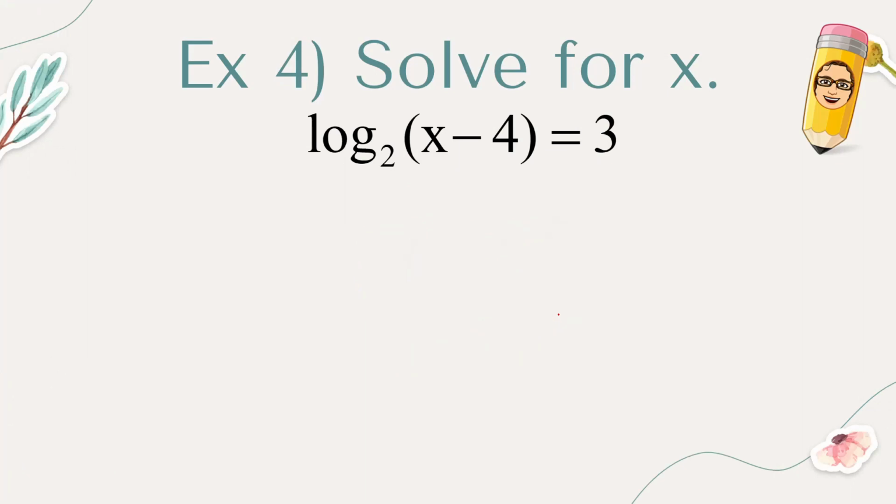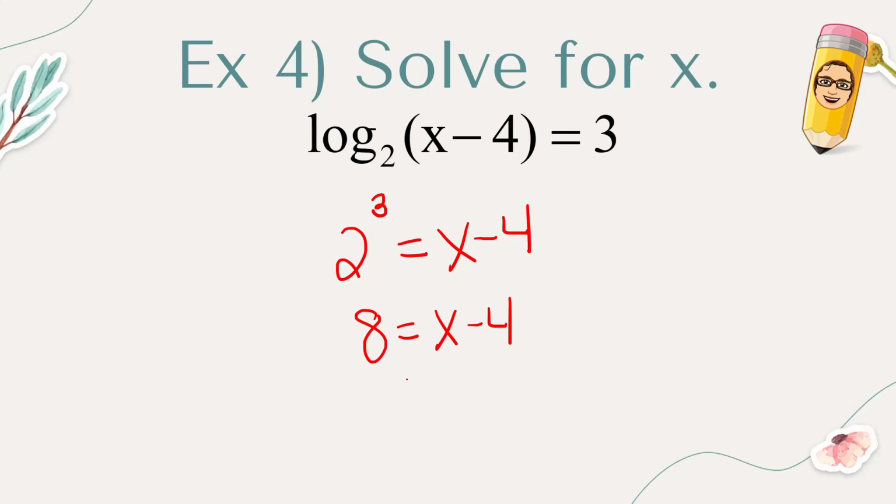Now there's stuff inside of the log, not just an x. But notice, I still can't get to this x minus 4. I need to convert. So I'm going to go 2 to the third is equal to x minus 4. Now I need to figure out what 2 to the third is. 8, says my perfect roots chart. Solving, because x is not alone, got to add 4 on both sides. I'm going to get 12 is equal to x.